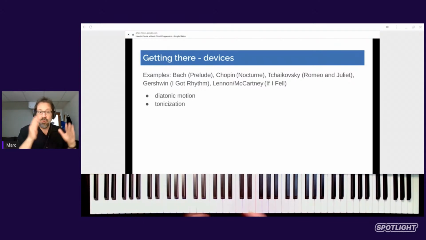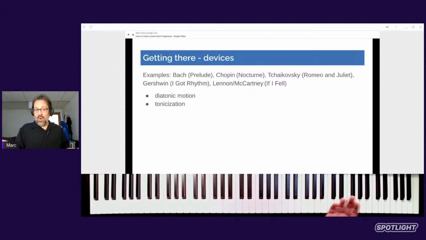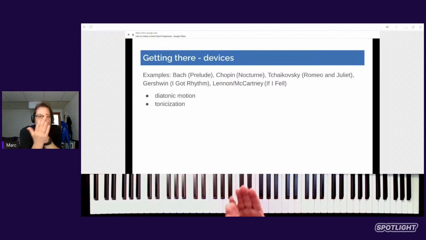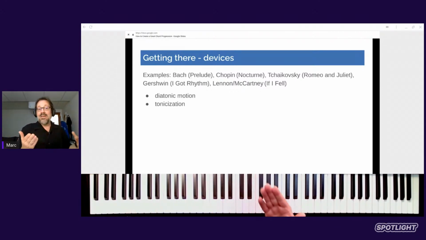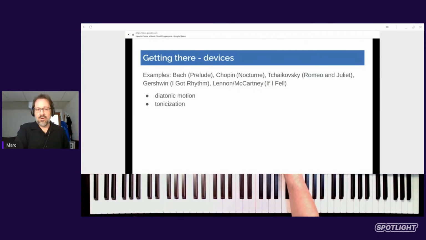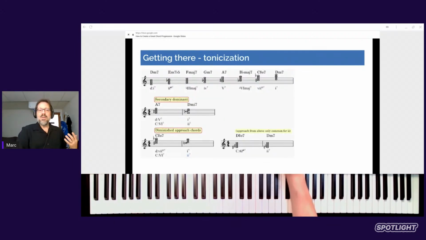Tonic is a word for the 1 chord. So if we're in the key of C, C is our 1 chord. But sometimes we're going to take some other chord and pretend it's the 1 chord, and we're going to pretend we're in that key and give it its own personal 5 chord. So what do I mean by that?